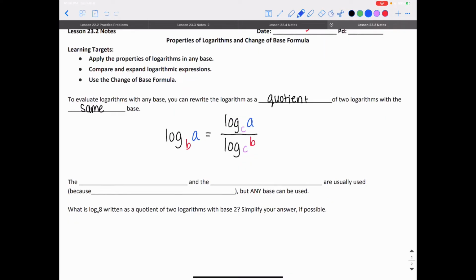With this formula, to remember how it goes, a comes before b, so a is going to be on top of b. A goes on top, b goes on the bottom. You can just remember b for bottom. And then c can be whatever you want it to be. C can be whatever base you want. It's usually 10 or e, because those are the ones on our calculator. So c can be any base.